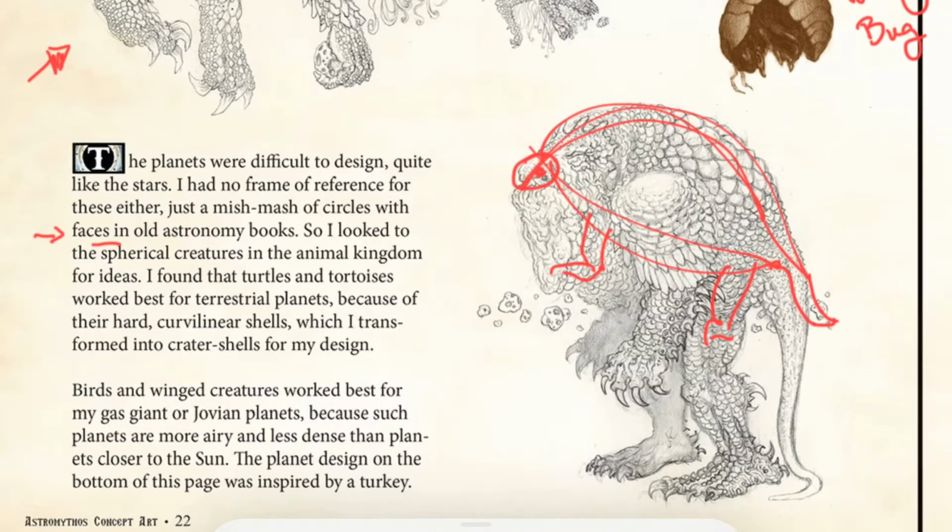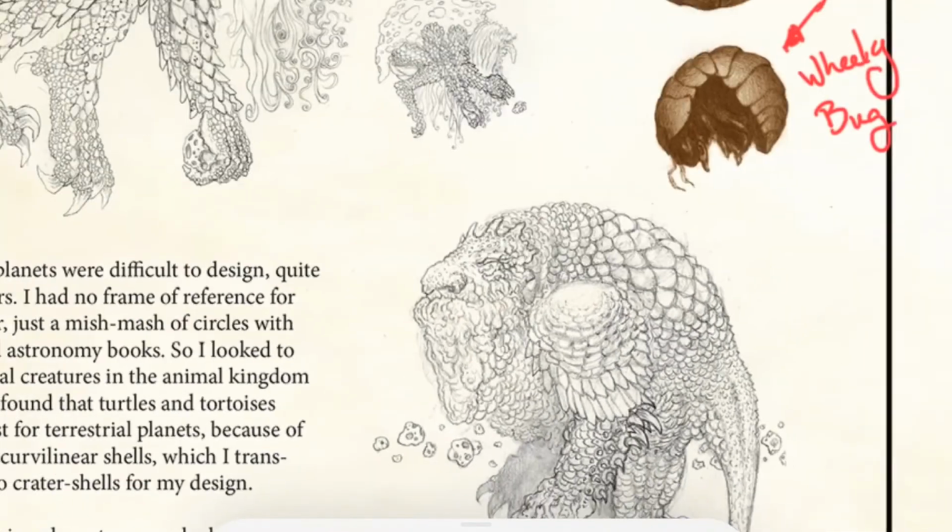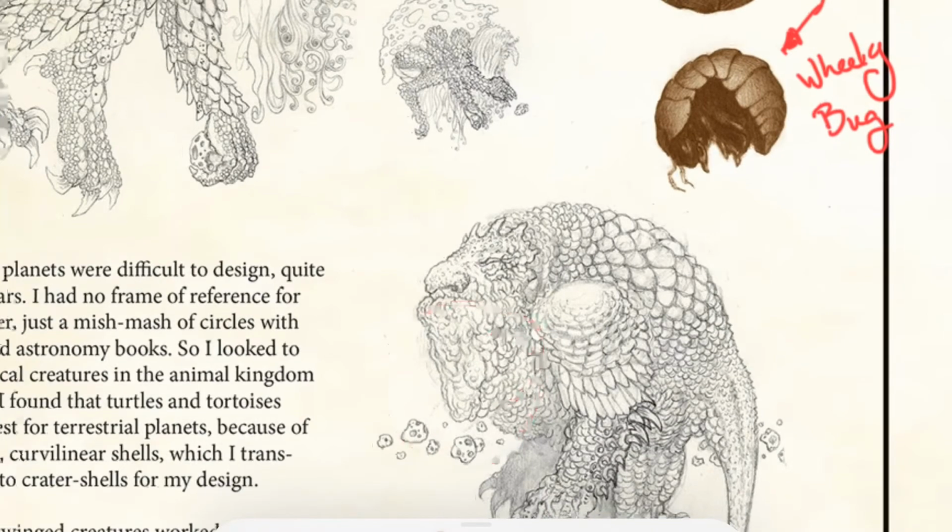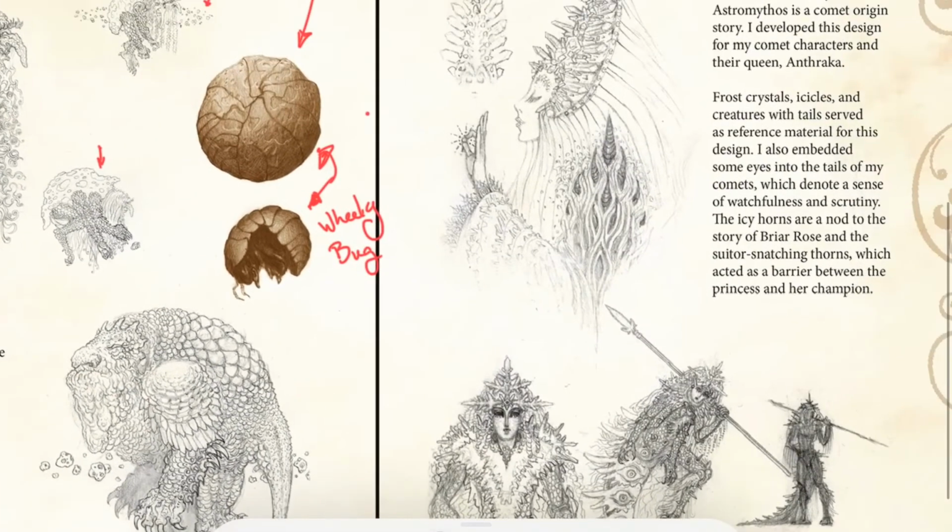Birds and winged creatures looked best for my gas giant or Jovian planets because such planets are more airy and less dense than planets closer to the sun. The planet design on the bottom of this page was inspired by a turkey. I love it. So I think right here you can see some of the turkey influences with this bearding. Turkeys have the most ugly bearding if you've ever had the pleasure of looking closely at a turkey face.